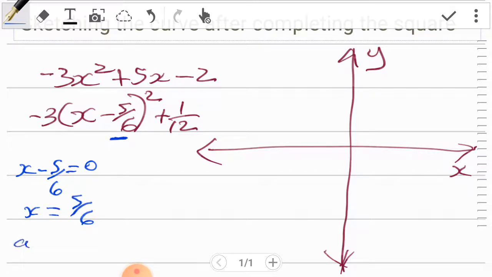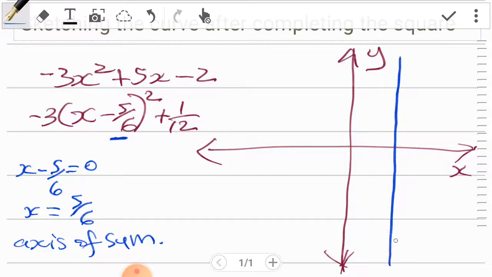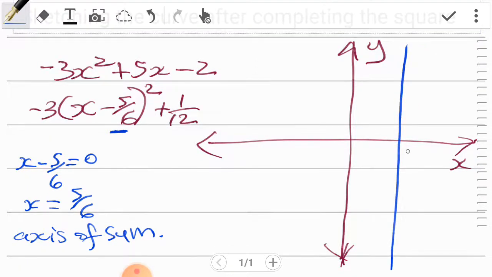This is the axis of symmetry right there. That's the axis of symmetry. So it's on this side, and it's going to be a positive 5/6 here. So that's our axis of symmetry right there. For some reason, I'm not writing my 5 right, so let me put this back. So we have our axis of symmetry here, and this is 5/6. There you go. All right, so 5/6.